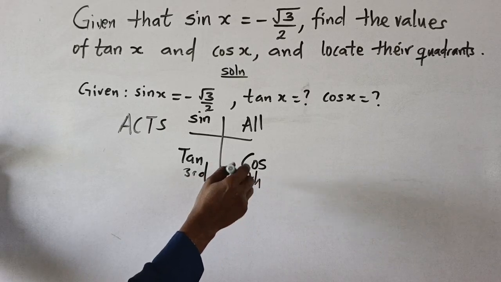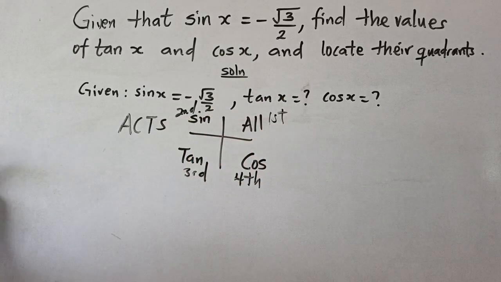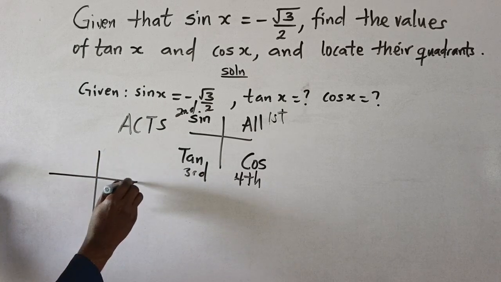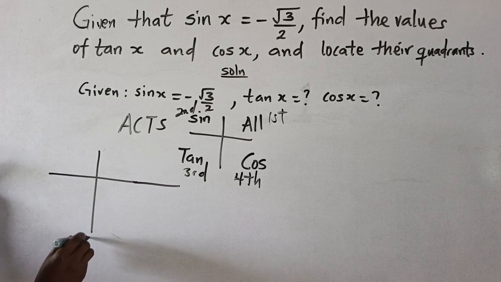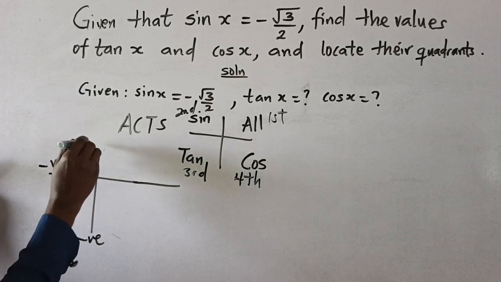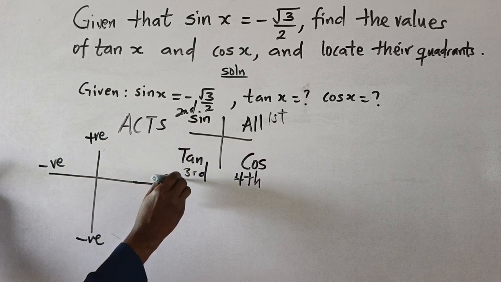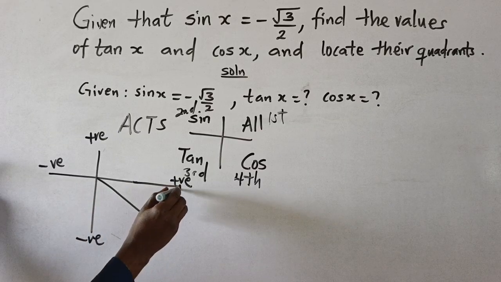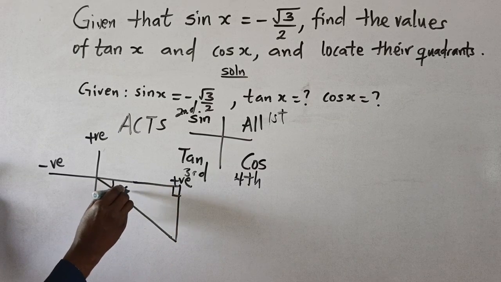On the fourth quadrant, this is the first, and we have the second. Now, on the fourth quadrant here, we have to consider this. So this side is negative side of y. This side is negative side of x. This side is positive side of y. This side is positive side of x. So now we have this. So we have a right angle triangle here. Then we have the given angle here, x.